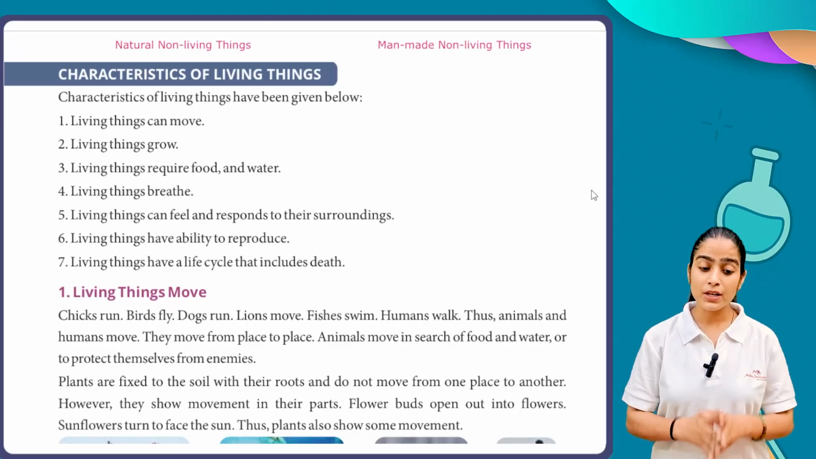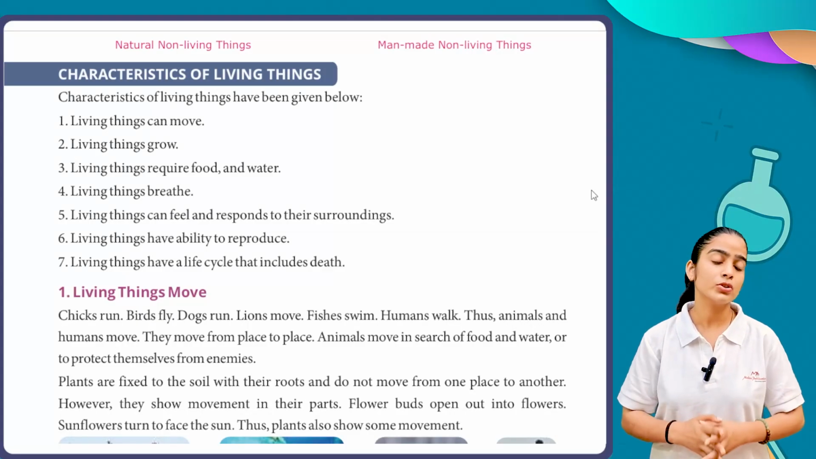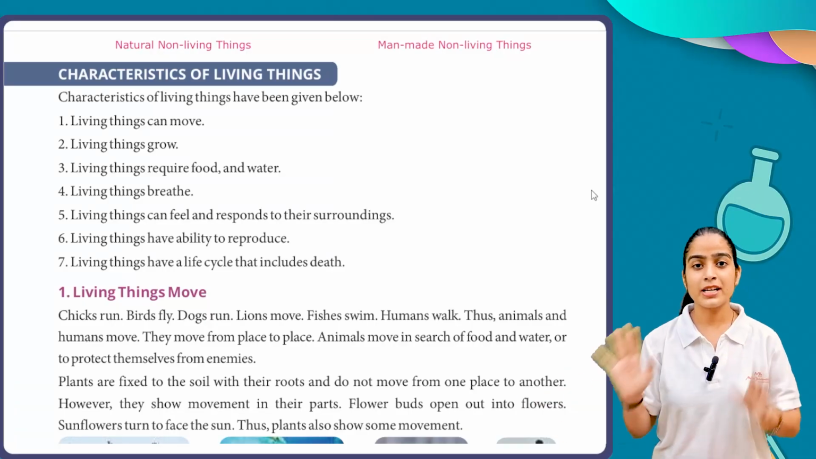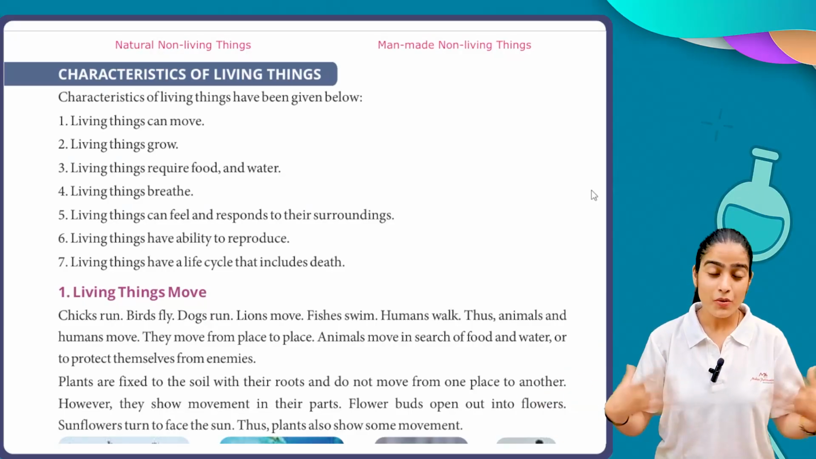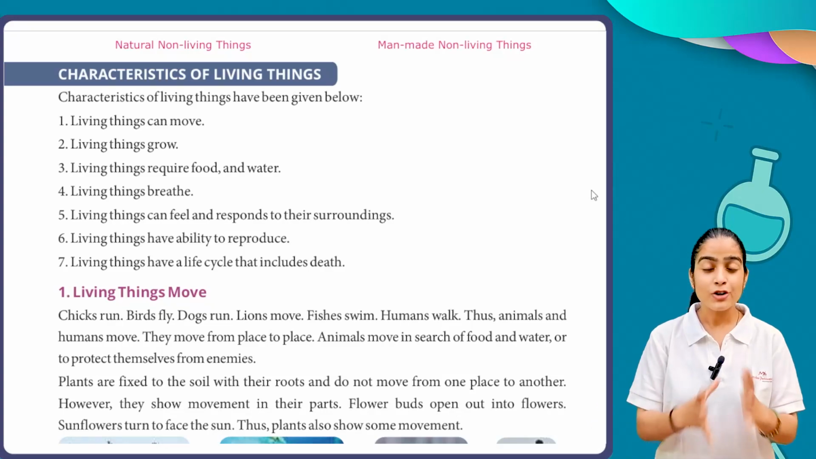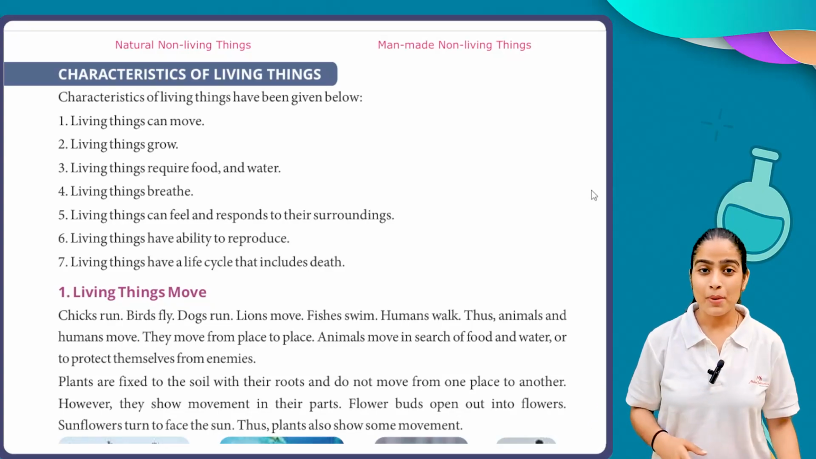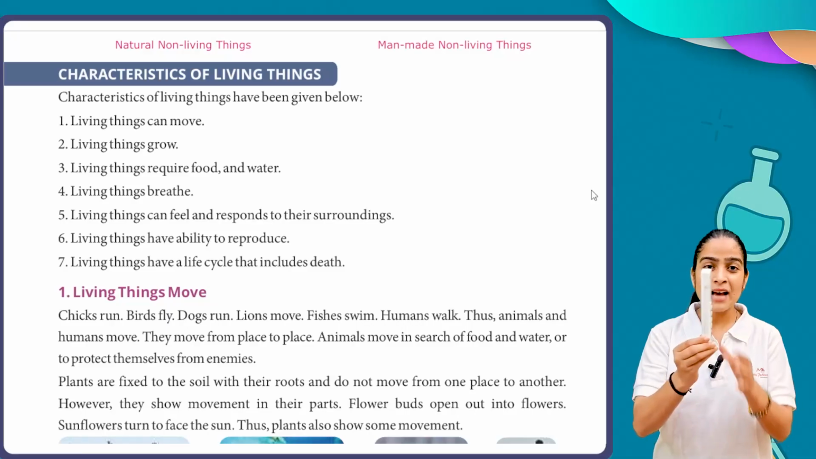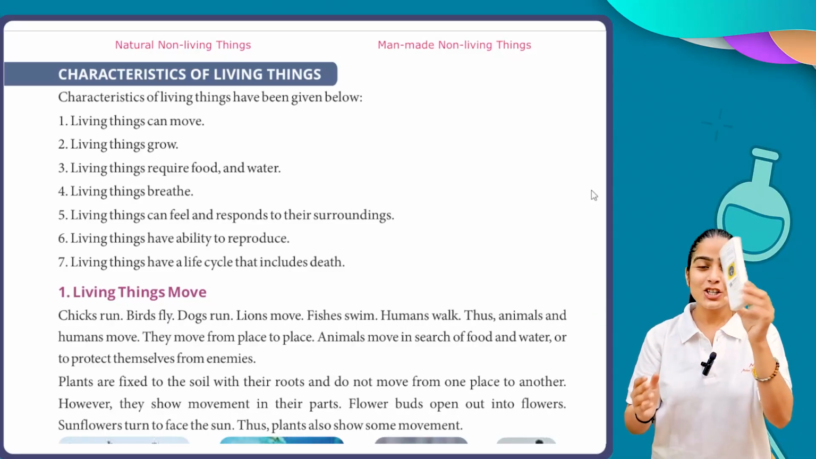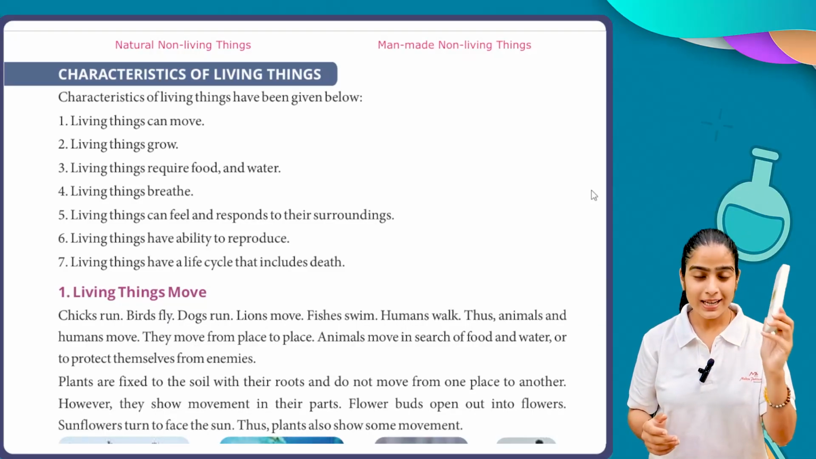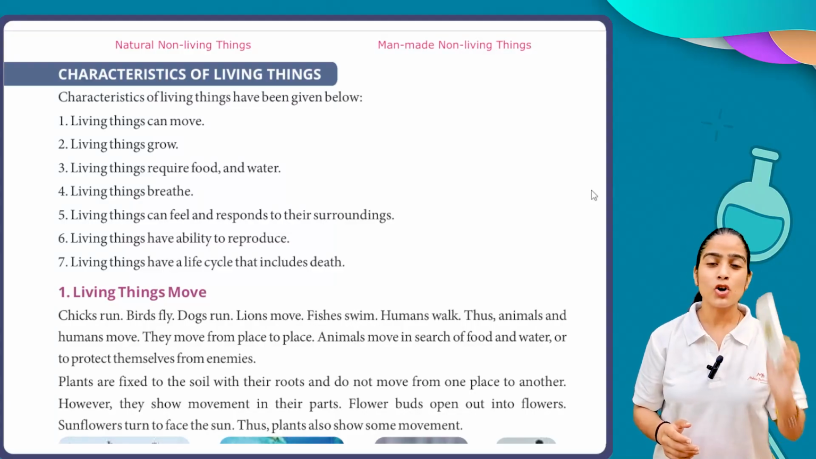Next, we have living things can feel and respond to their surroundings. It means if right now I slap you, you have a reaction towards me, right? So it means you are a living thing. But suppose I slap this AC remote, it could not show any reaction to me, right? So it means it is a non-living thing.